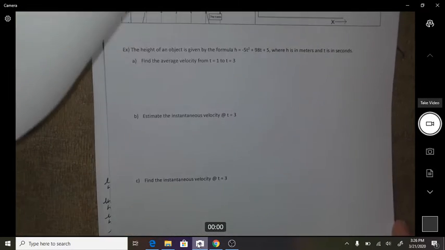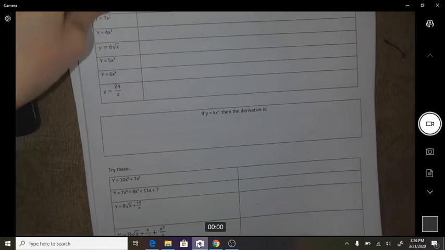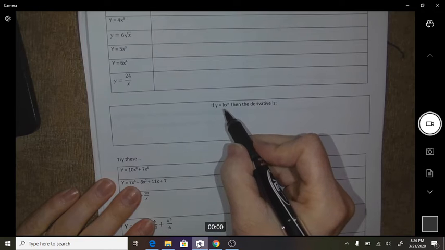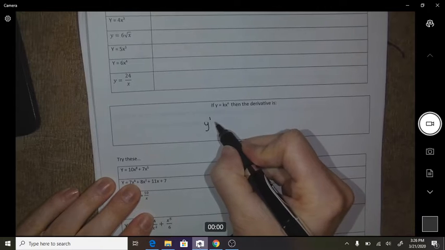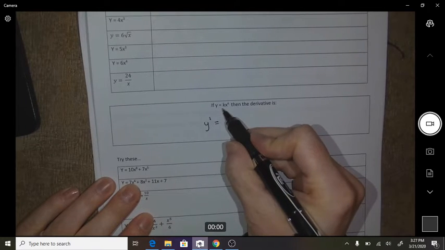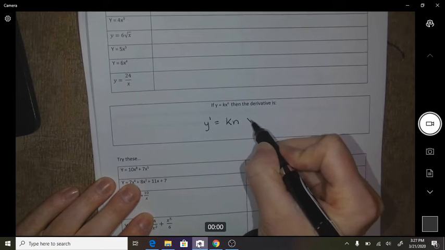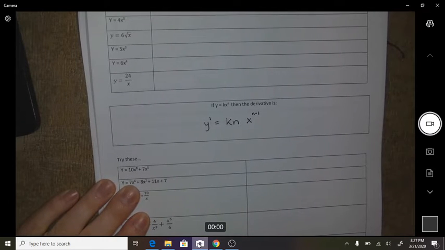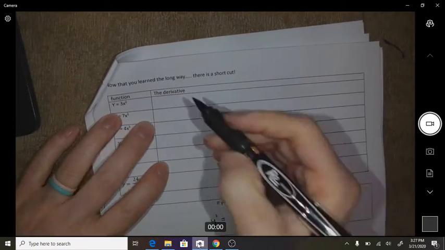Okay, I'm going to show you a shortcut method for finding the derivative of the ones we just found using the limit definition. So here's the rule: if y equals kx to the n, then the derivative, I'm going to call it y prime, equals the number in front, the coefficient, times the exponent, and then your x will now be to the power that's 1 less. So this is the power rule.